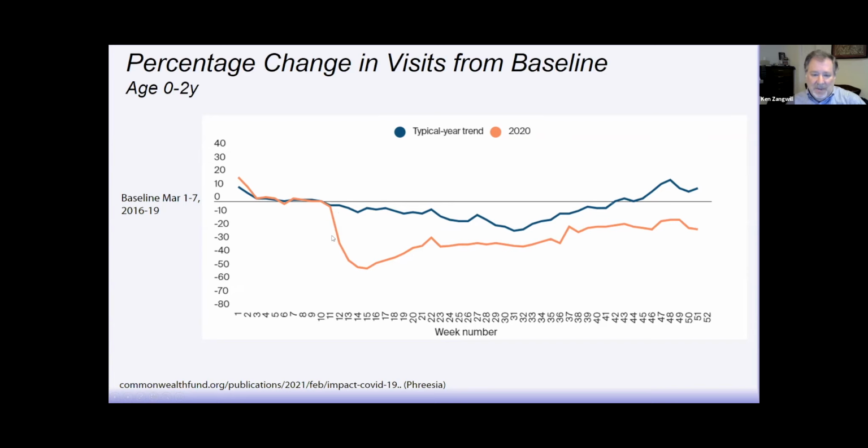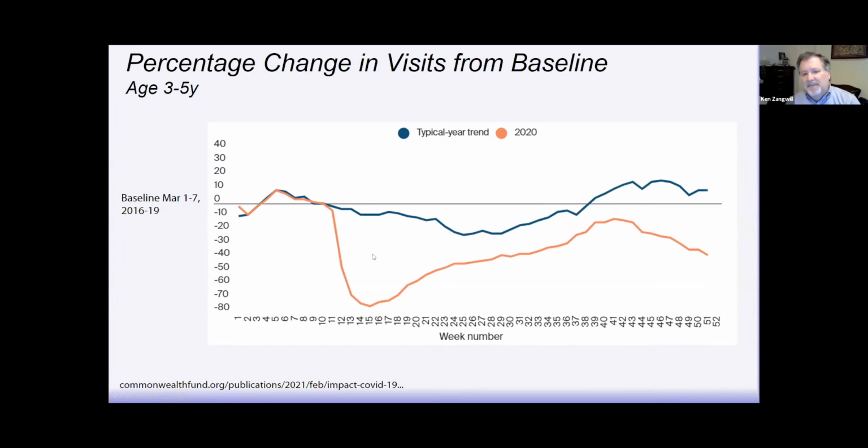And I don't need to explain to you that there was a significant drop-off in visits, even in the youngest age group, which was a protected age group to some degree. And we have not got back to where we need to be. And that, of course, is the message here. In fact, these lines have been fairly parallel for a long time, for the last 6 months. Now, this is age 0 to 2.